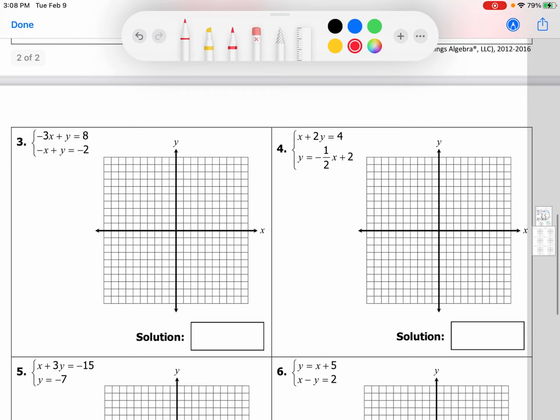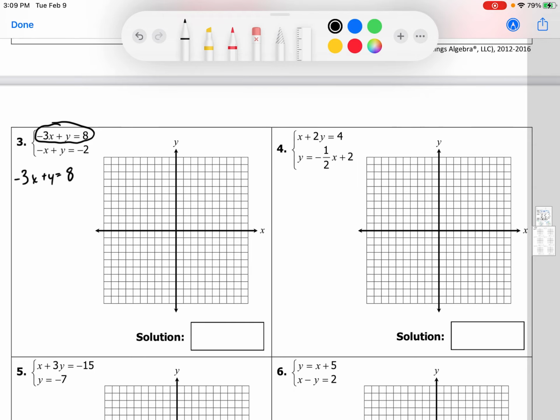Now, let's go ahead and scroll on down to our third example here. In our third example, we are not in slope-intercept form, which means we have to do a little bit of manipulation. So first equation, I'm going to put this in slope-intercept form first. So I'm just going to copy this down, -3x plus y equals 8.